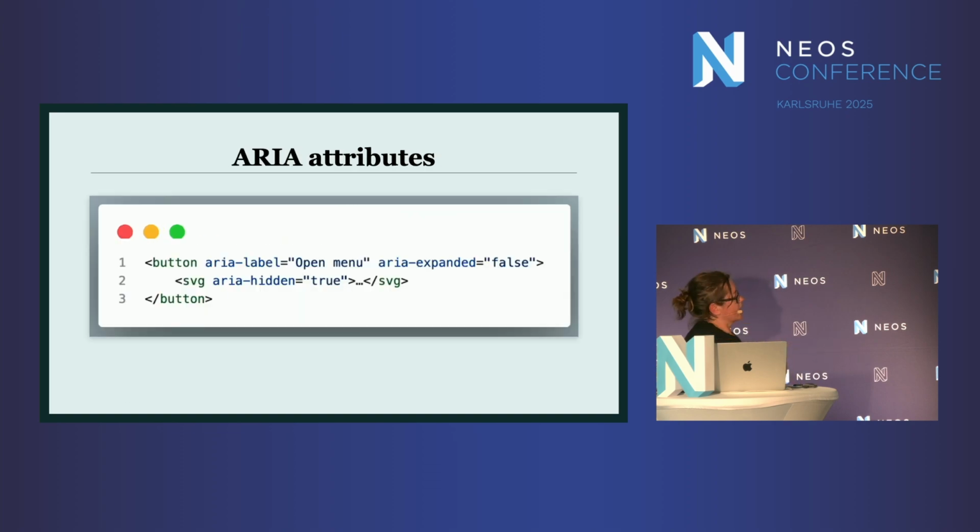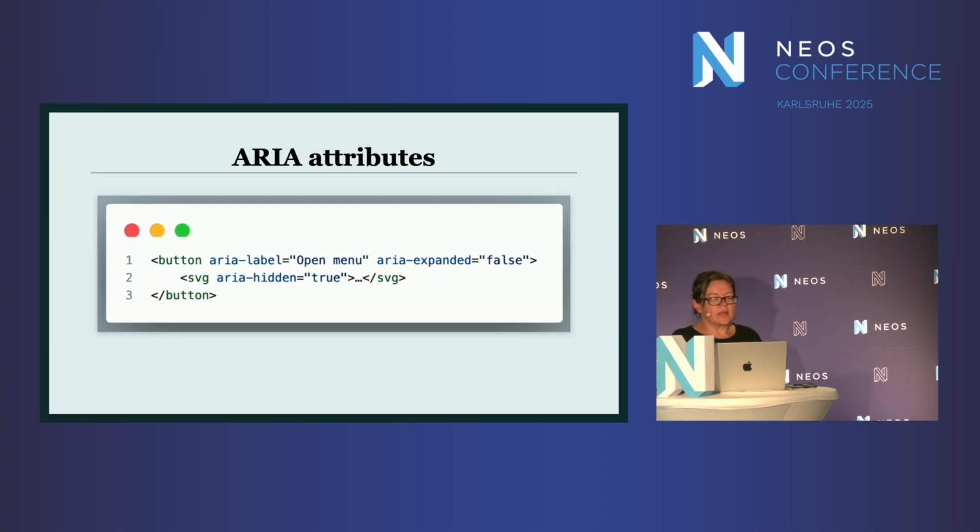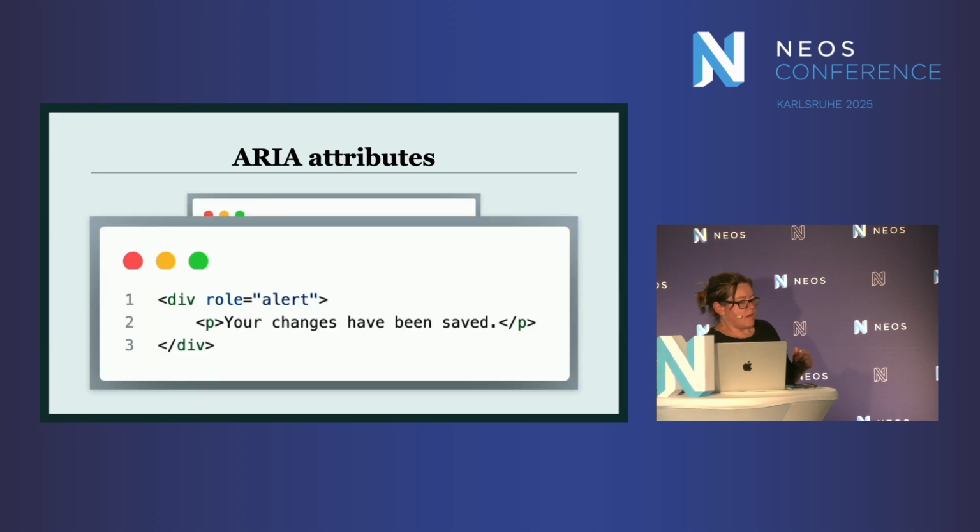Then we have ARIA attributes. They add meaning specifically for assistive technology, such as screen readers, and come in two flavors. One are the ARIA dash attributes, such as ARIA label, ARIA expanded, ARIA hidden, and a lot more. And the other flavor are role attributes that add roles to your element according to the specification. You cannot come up with your own ARIA attributes or role attributes.